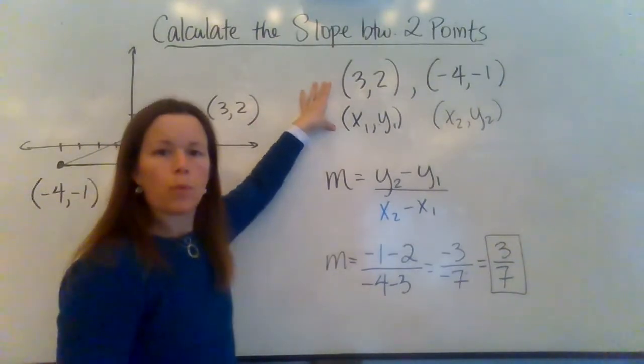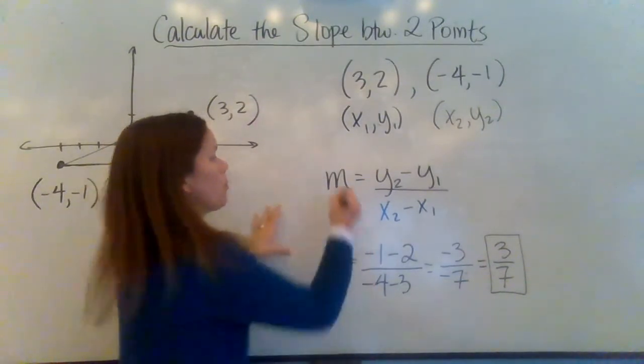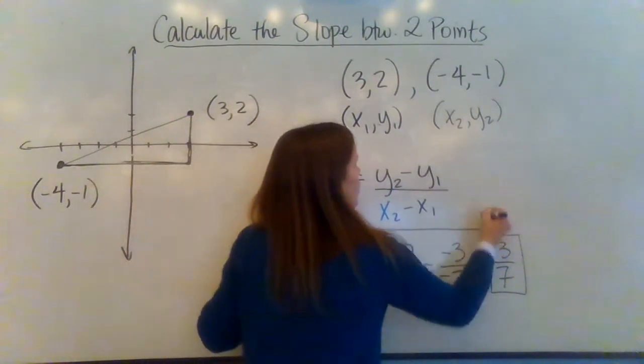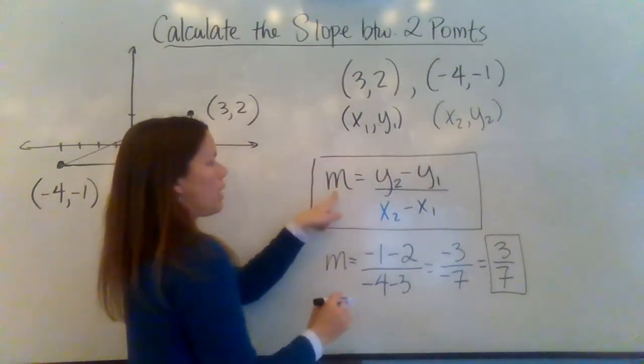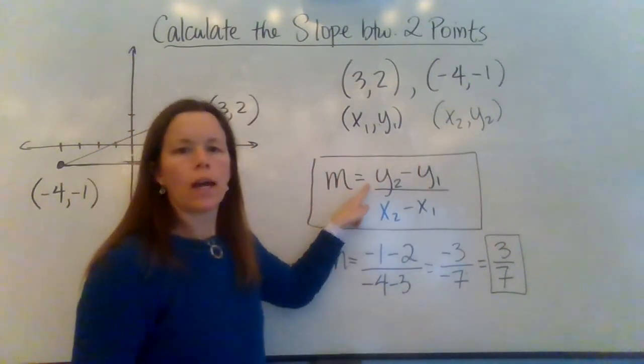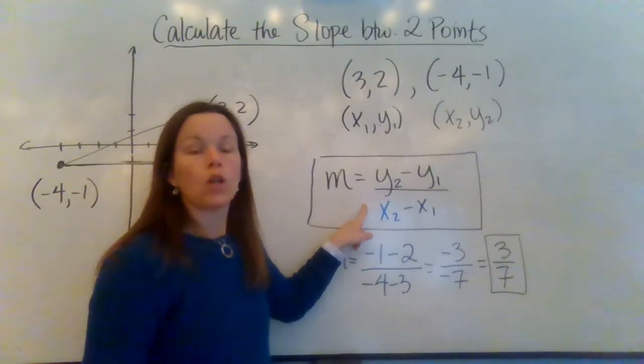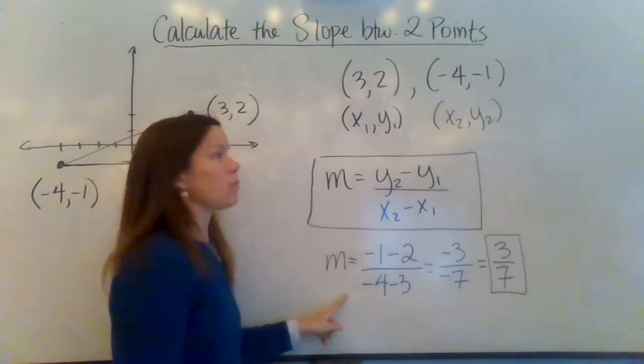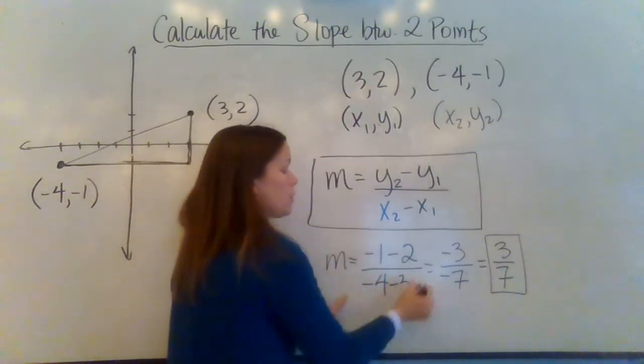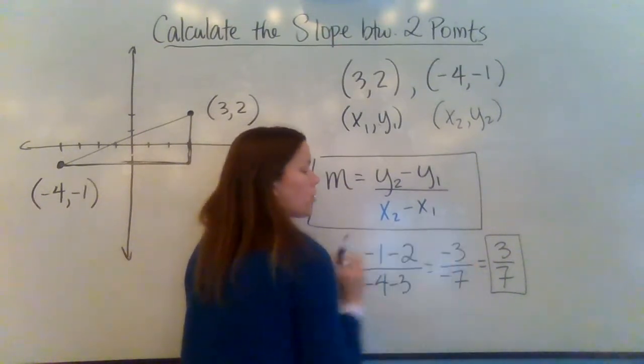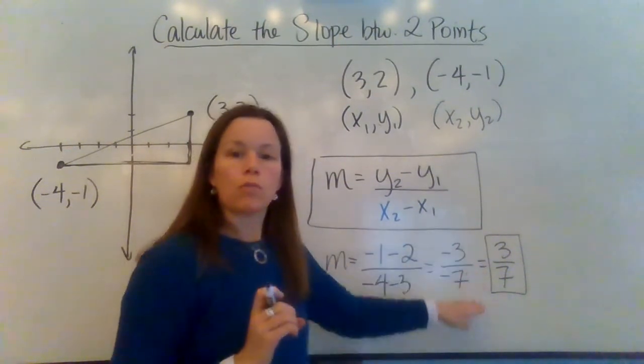And then I can take the points and I can put them into the slope formula. This is our slope formula to calculate slope. m equals y minus y over x minus x. So then I take my values directly from the points, plug them into the formula, calculate the numerator and denominator, reduce the fraction.